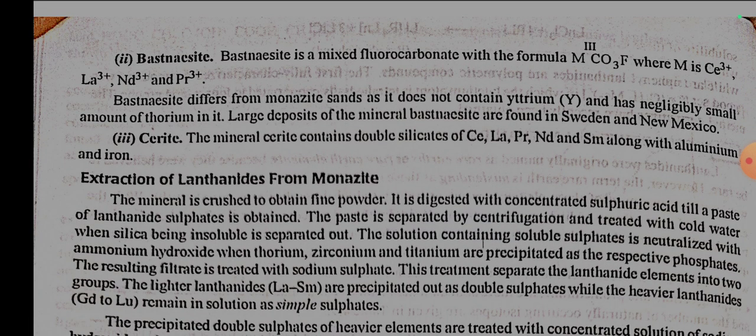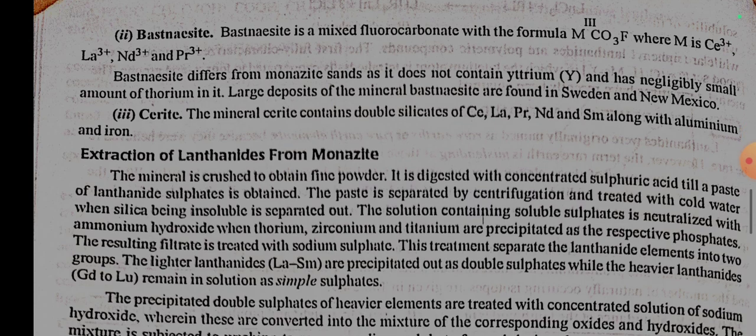Number 2, bastnasite. Bastnasite is a mixed fluorocarbonate with the formula MCO3F, with M being Ce3+, La3+, Nd3+, and Pr3+.